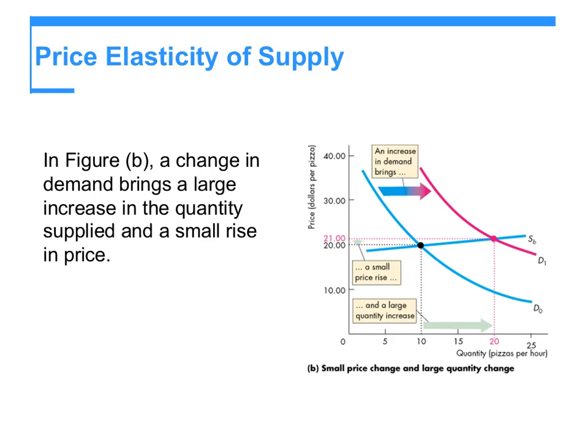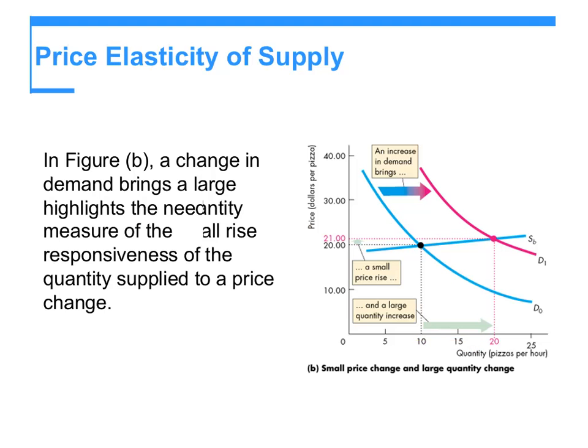So in the figure, a change in demand brings a large increase in the quantity. You see, the demand from here, the income increases, so the demand went from here to here, and that income change causes a greater quantity change or a small change in price. So a little bit of change in price, higher changes in the quantity. The change in demand brings a large increase in the quantity and a small rise in price. So this is the elastic demand.